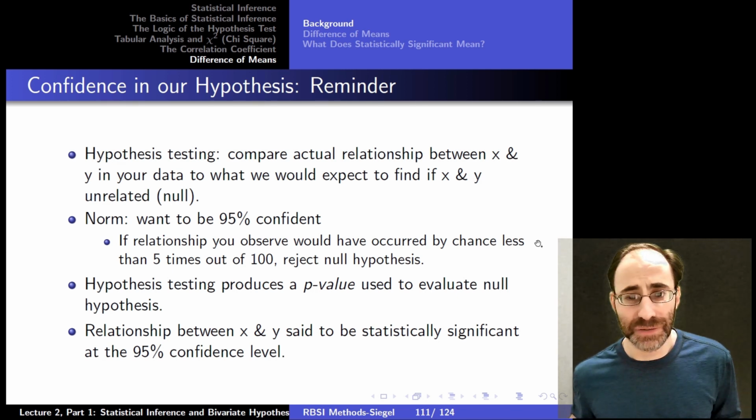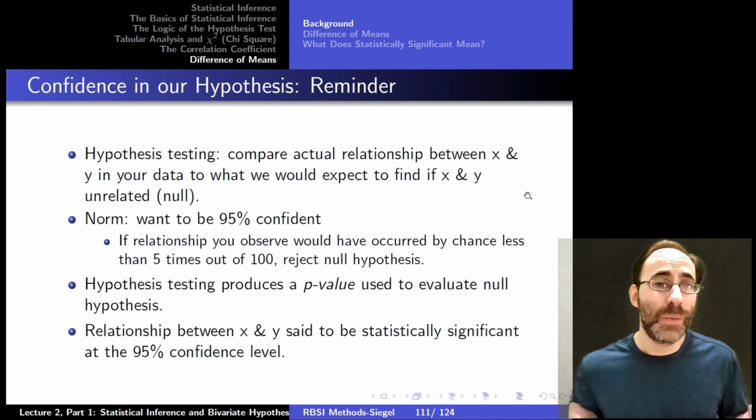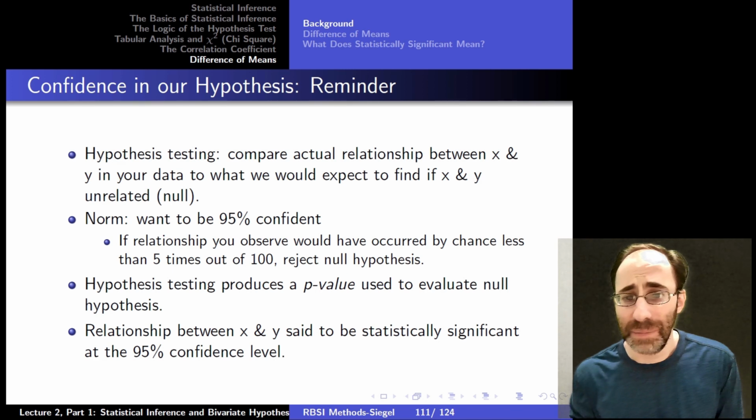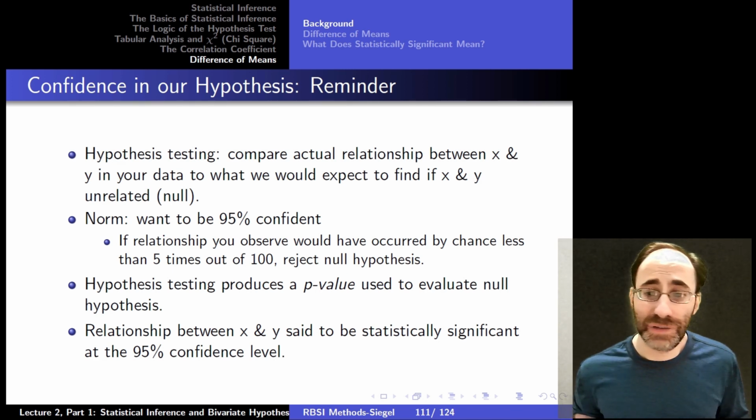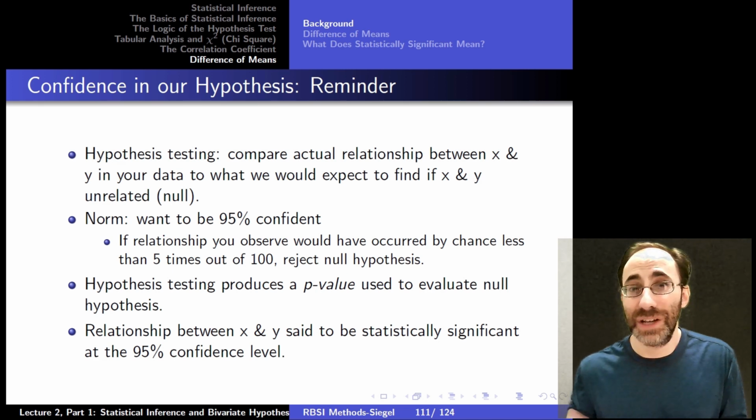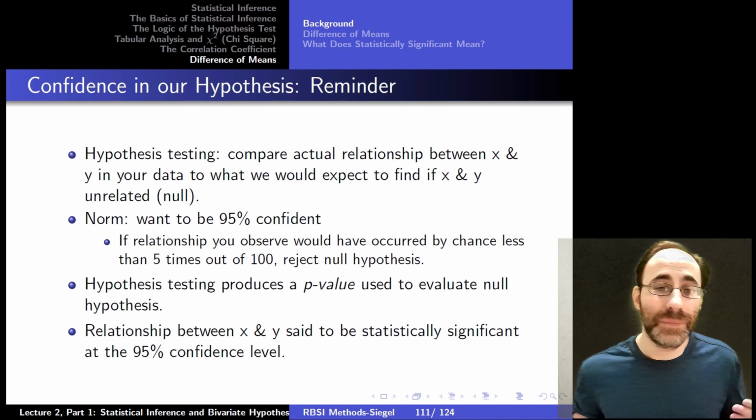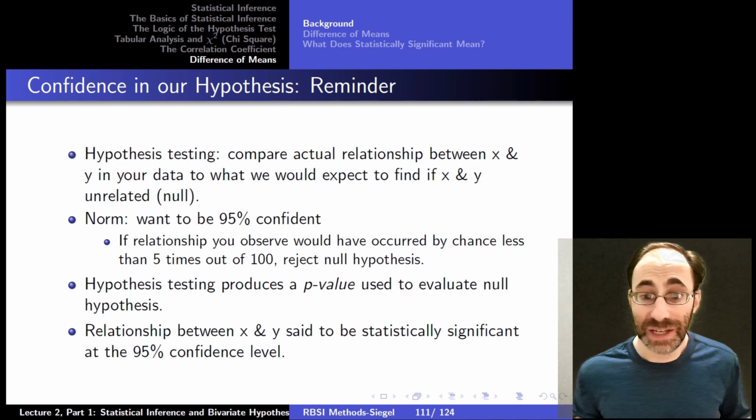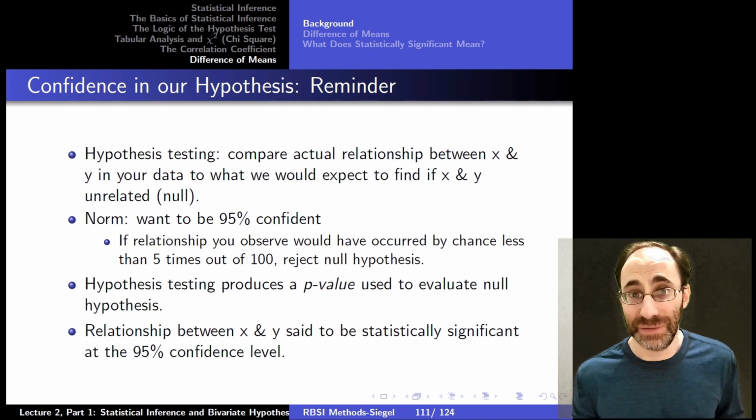And again, I won't repeat this really quickly. We want to be 95% confident in our statement. So if the relationship we observe would have occurred by chance less than 5 times out of 100, then we'll reject the null hypothesis. And we say in that case that the relationship is statistically significant at the 95% confidence level.